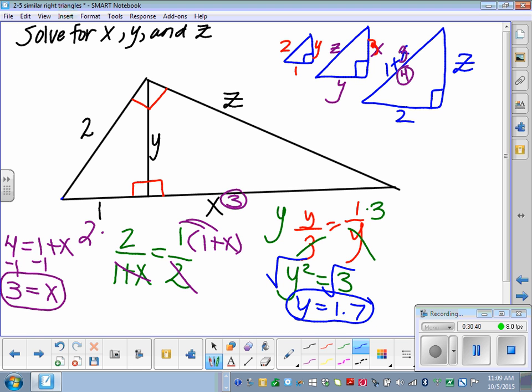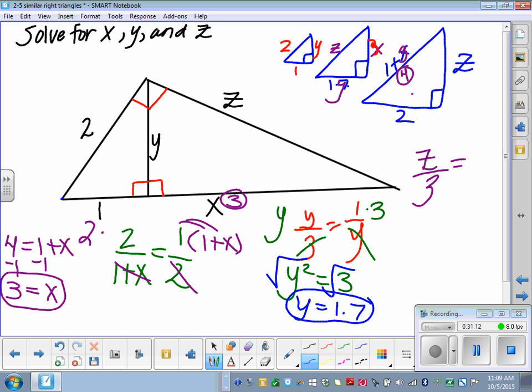So y is equal to 1.7. Now we won't use that unless we want to use the full decimal to calculate, so I'm not going to choose to use that side as a ratio. Now our last one is solving for z. So we have to use this large triangle or the medium triangle. Do you want to go with the larger or the medium? So z is the long over, which one do we have an answer for the long? 3. So z over 3.